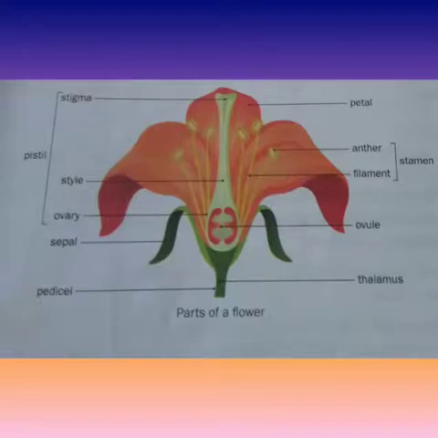First, we will read stigma. Stigma is the sticky swollen tip of the pistil. It's responsible for receiving the pollen grains. Style. It's a thin, long tube-like structure that connects the stigma to the ovary. Ovary is the swollen base of the pistil. It contains ovules. The ovules contain the egg or the female gametes.